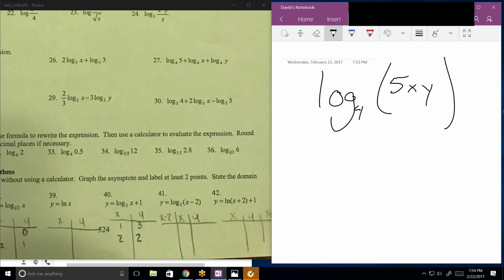Gotcha. Okay? The only thing that becomes the exponent is a number in front of the log. Then you move it to the exponent. Like this 2 on 26, that became x squared. Right. But there's no numbers in front of any of those logs.